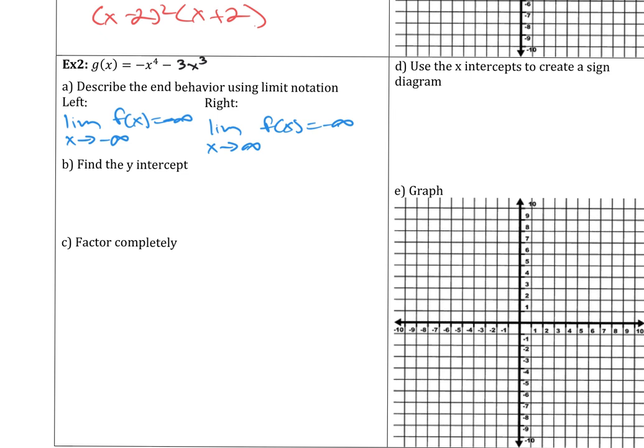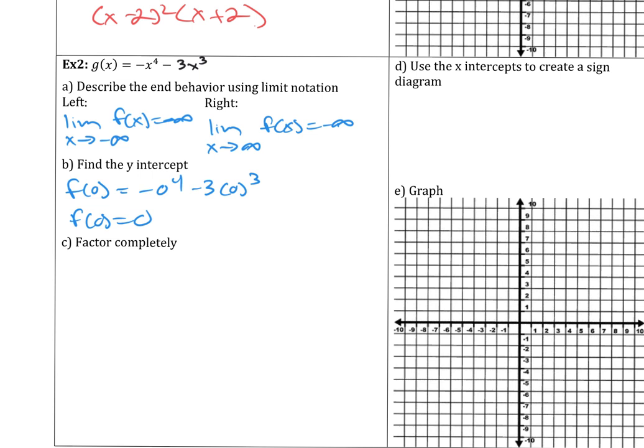We're going to go ahead and find the y-intercept. Again, we know we're plugging in 0 for x, so we're finding f of 0. I have negative 0 to the fourth minus 3 times 0 cubed. Similar to our last example, anything with a 0 in it is going to cancel out, and so we get that f of 0 is just 0. And that also helps us identify at least one of our x-intercepts, because if the y-intercept is 0, then the x-intercept by default also has to be at least at 0 as well.